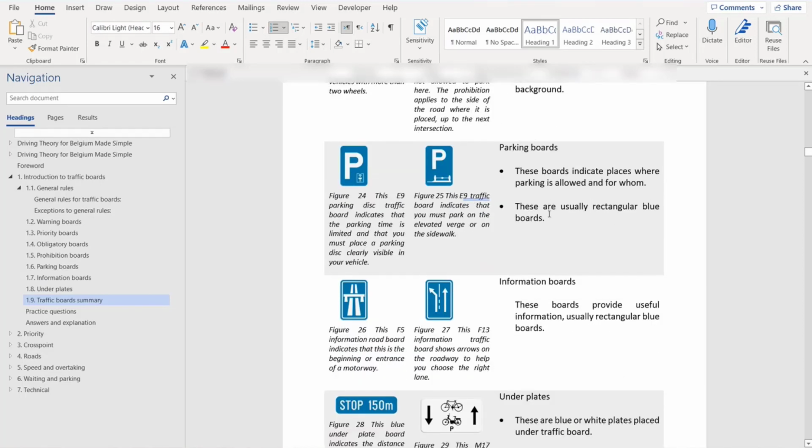Parking boards. The parking boards indicate where parking is allowed and for whom. These are usually rectangular blue boards. So on the left, this parking board indicates that you are allowed to park here, which is free, but you have to place a parking disc clearly visible. And on the right, the board indicates that you're allowed to park here for free, but you must park on the elevated verge with all four wheels on the verge.